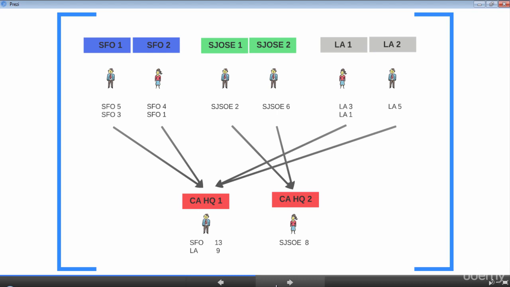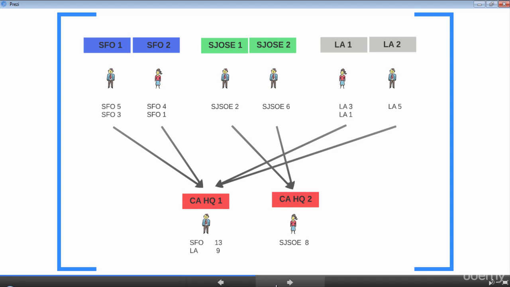You want the census takers for SFO, that is SFO1 and SFO2, to send their results to either California headquarters 1 or headquarters 2. You don't want SFO1 sending results to California headquarters 1 and SFO2 sending their results to California headquarters 2, because this would result in the population count for SFO being divided between headquarters 1 and 2. That is not ideal, right? Because we want a consolidated population count by city, not partial counts.